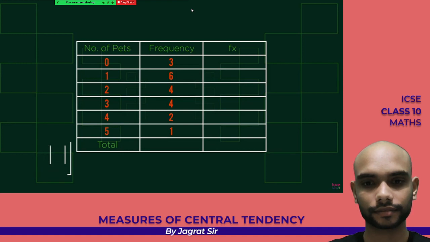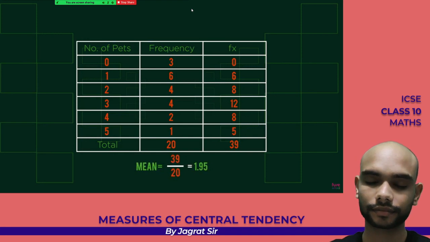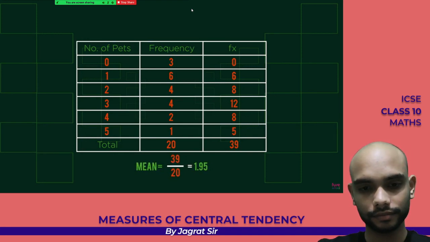To find the fx values, we need to multiply our number of pets, x, by the frequency, f. That should give you these values. We can then complete our totals. We can then divide the total pets by total frequency, in this case, the people in the survey, to get the mean value, 1.95.